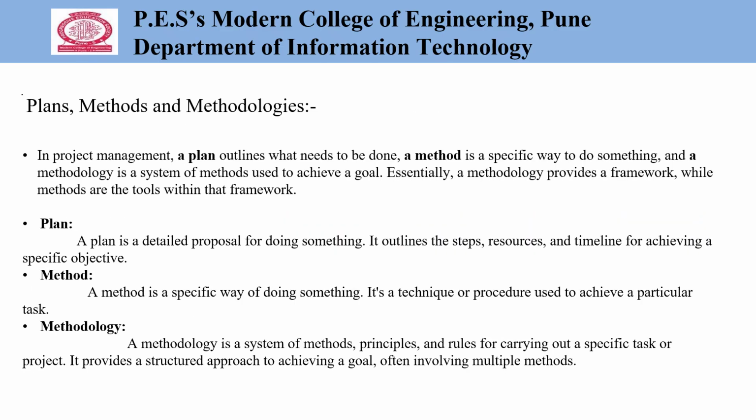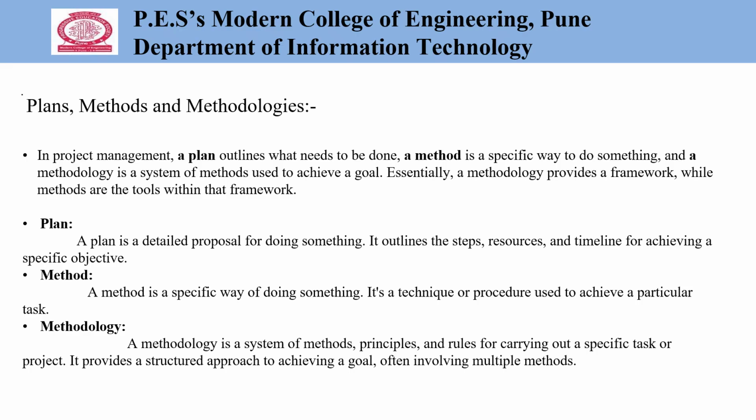Okay. Now the next point that will be discussed: plans, methods, and methodologies. Now we'll see one by one. What is a plan, and what are methods and methodologies? In project management, a plan outlines what needs to be done. A method is a specific way to do something, and a methodology is a system of methods used to achieve a goal. In short, you need to understand what plan, methods, and methodologies are.